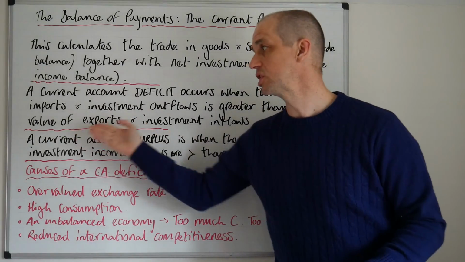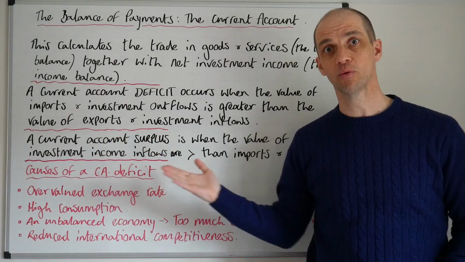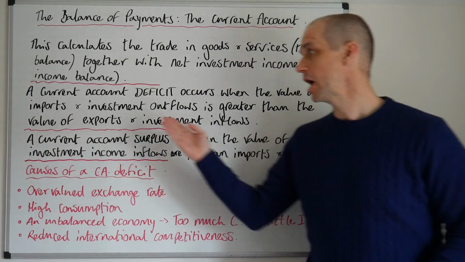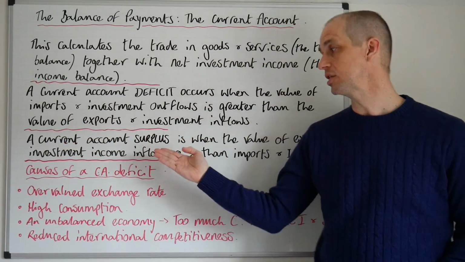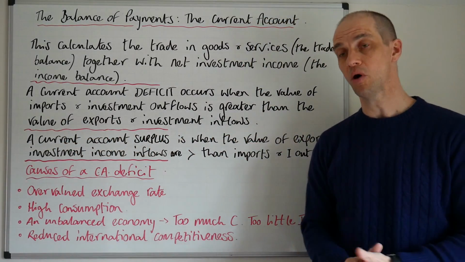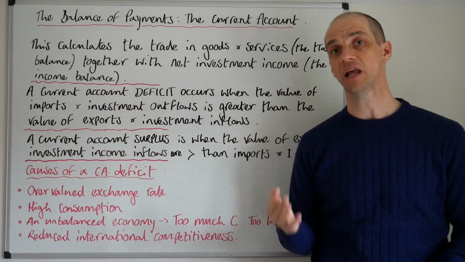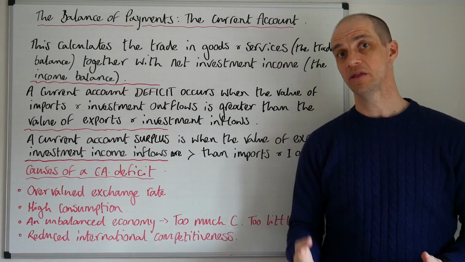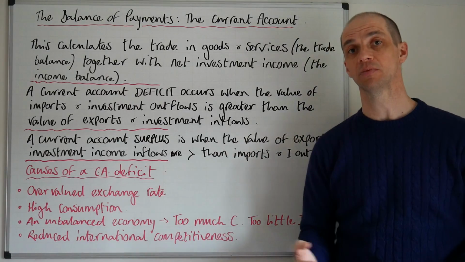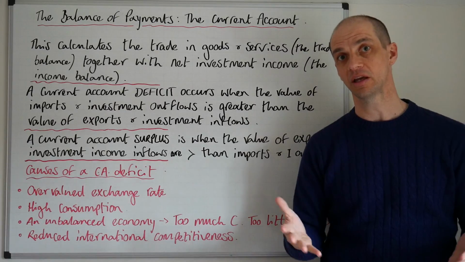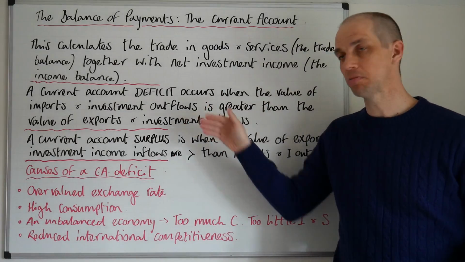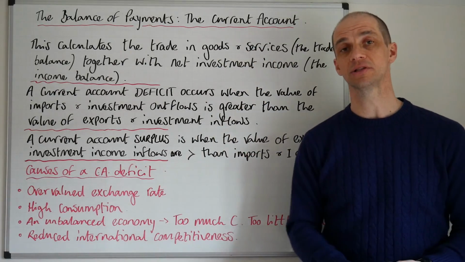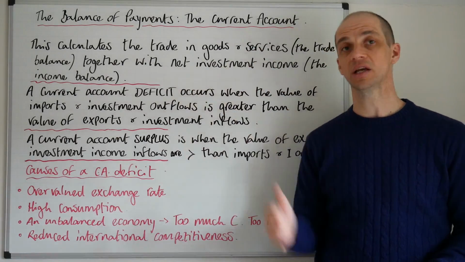Okay, now further to that, we can also therefore work out what the current account surplus position is likely to mean. And the current account, when it is in surplus, is going to mean that the value of exports and investment income inflows are greater than the actual imports and investment outflows within a given economy. Now, the surplus, of course, is a positive representation for a country's balance of payments, and the deficit is a negative.